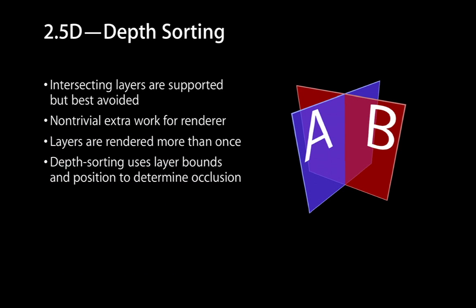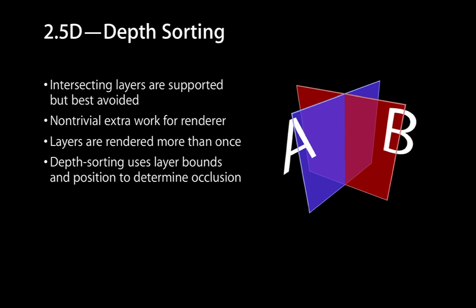What happens if layers overlap? Well, it's supported, but there are some gotchas. It's a lot of extra work for the renderer, they're rendered more than once. Now, it works by using depth sorting and using the layer bounds and position to determine what's occluded and what's not. And if some of your sublayers don't fit within the bounds of their parents, it won't always get the rendering right. So use with care. As I said, it's not a full 3D model. It's a 2.5D model, but I hope the cube example at least has convinced you that nevertheless there's lots you can do.